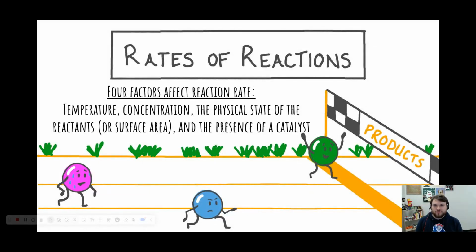All right, everybody, this is your video over the four factors that affect the rate of a reaction. Okay, so you can see we have temperature, we have concentration, we have what we call the physical state of the reactants, or sometimes the surface area, and then the presence of a catalyst.